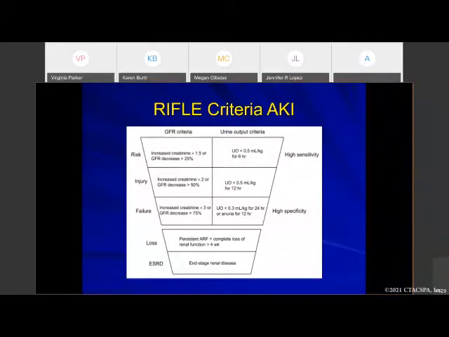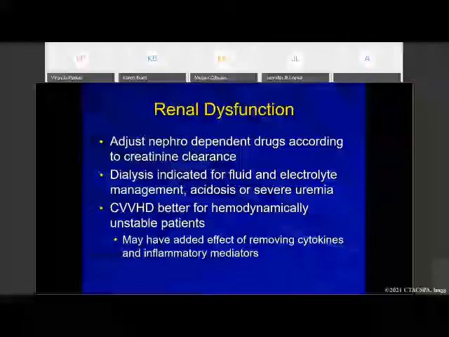It's RIFLE. You can see the reason why it's RIFLE: risk, injury, failure, loss. I think the bottom two really don't matter that much. If you're going to call someone whose creatinine is getting worse, those are the criteria there, the GFR and their increased creatinine. If it's 1.5, it's risk, 2, it's injury, 3, it's failure. So that you can make a diagnosis. You should be aware of this, because it was a question on Twist.